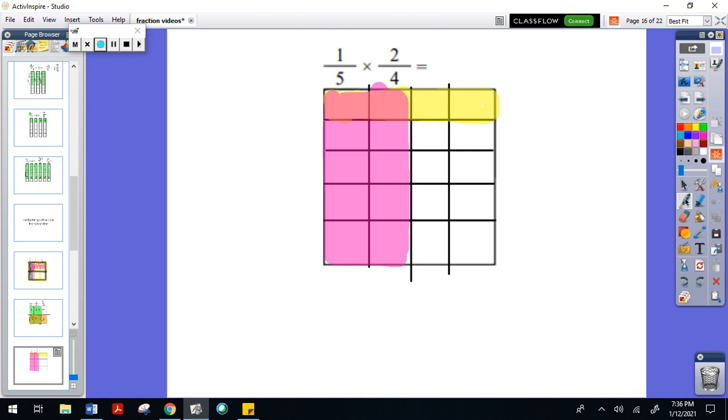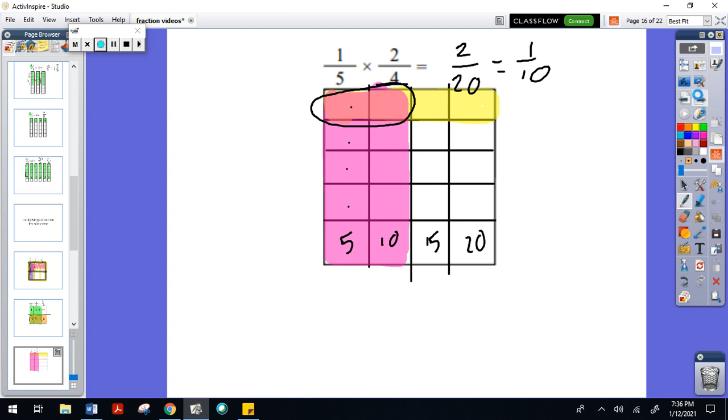Alright, so if we look here, again, we're only focusing on the part where there's an overlap. And we can see there's an overlap because it's a slightly different color than the other two. So there are 2 pieces out of 20 pieces total. Because 1, 2, 3, 4, 5. So if this is 5, that's 10, 15, 20. So 2/20, or we could say 1/10. 1/5 times 2/4 is equivalent to 2/20, or 1/10.